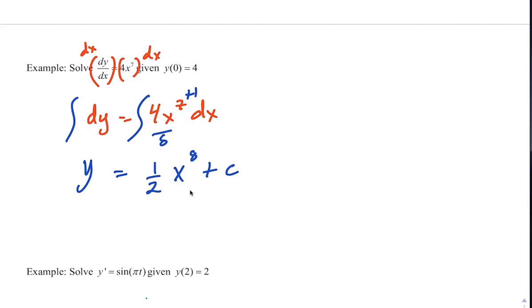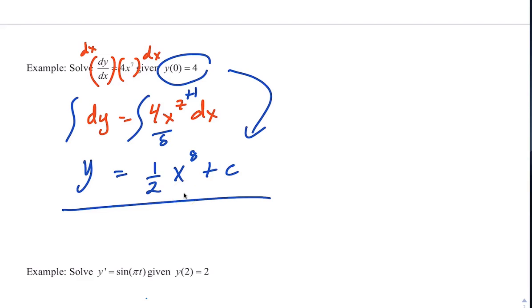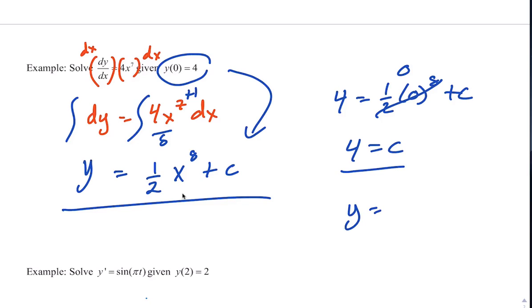And then let's find our c. Let's sub this in there. So when I plug in 0 for x, I get 4 for my y. They're not always going to be this easy. So 4 equals c. Rewrite it: y equals 1/2 x to the 8th plus 4.